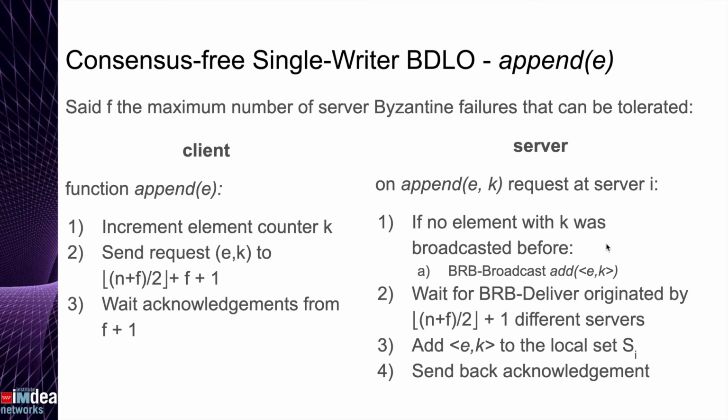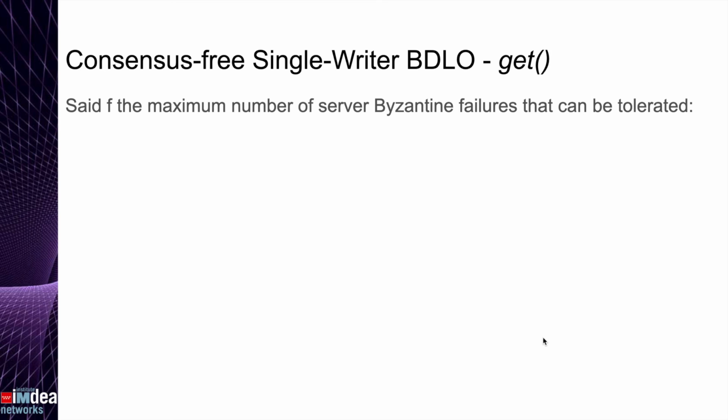And this allows us to lower the minimum number of servers needed to implement the single-writer BDLO from 4f plus 1, like we wrote in the camera-ready, to 3f plus 1. In this way, we are able to ensure optimal resiliency also for this data structure. Note that there is no total ordering with the BRB broadcast and the BRB deliver, so there is no guarantee that a request sent to a server is delivered to all servers in the exact same order in which it has been broadcast.